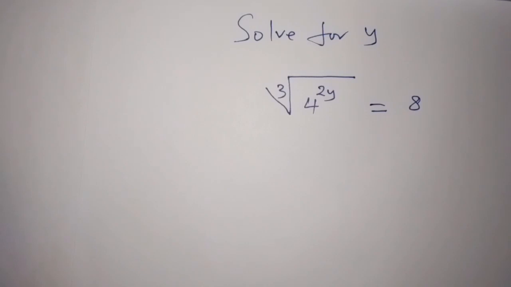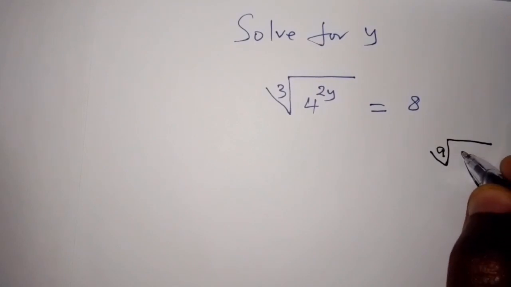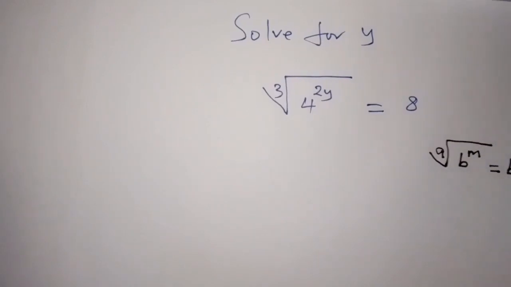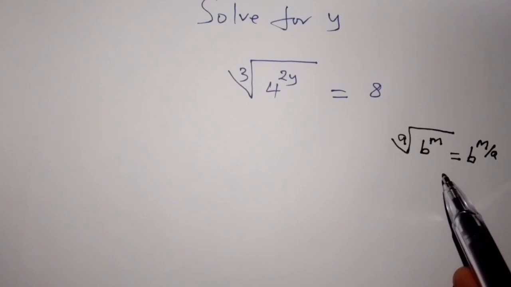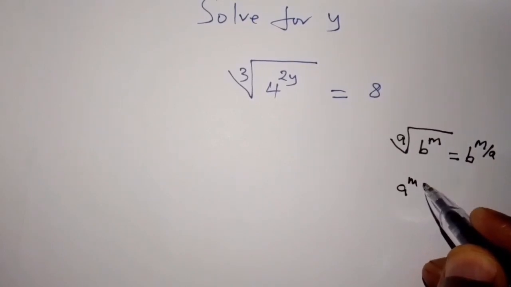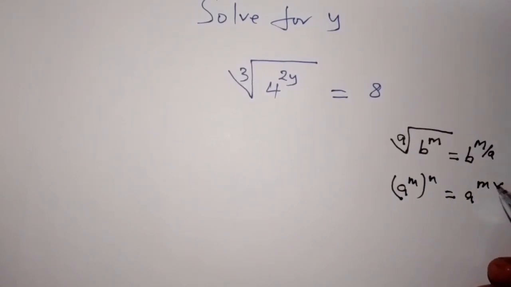Solve for y. The cube root of 4 power 2y is equal to 8. We are going to apply the following rules. A b power m is equal to b m power a, and a power m power n is equal to a power m times n.